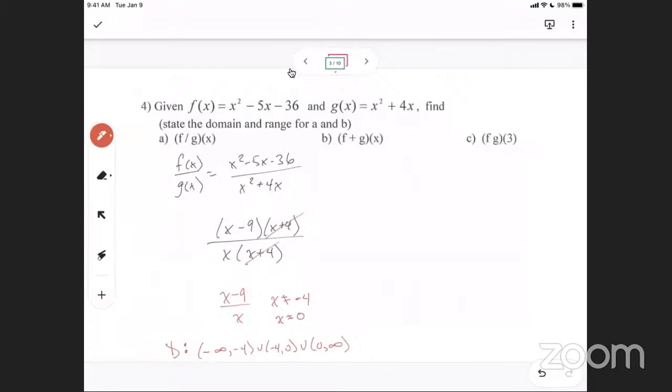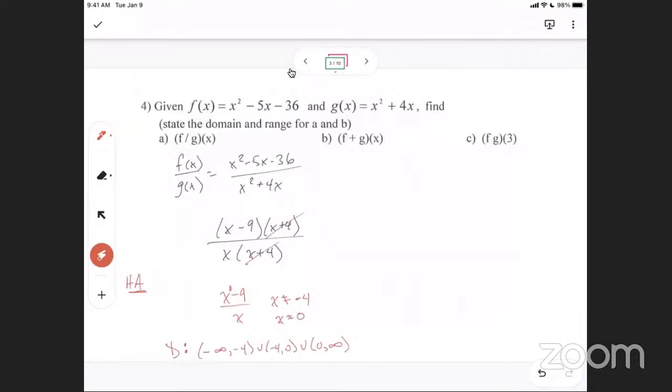And the range is going to be, let's see, for the range, you are going to have a vertical asymptote. You're going to have a hole. Let's see, for the range, probably the best way to do this is to consider your horizontal asymptote for the range. Do you remember how to find a horizontal asymptote? Not off the top of my head.